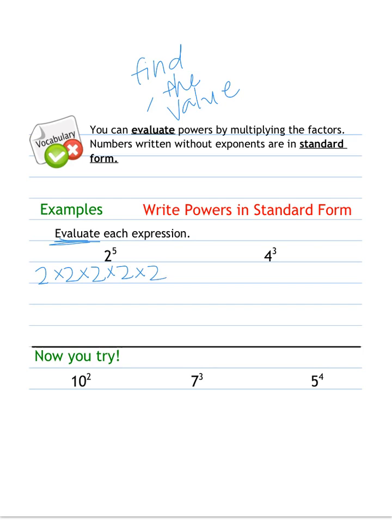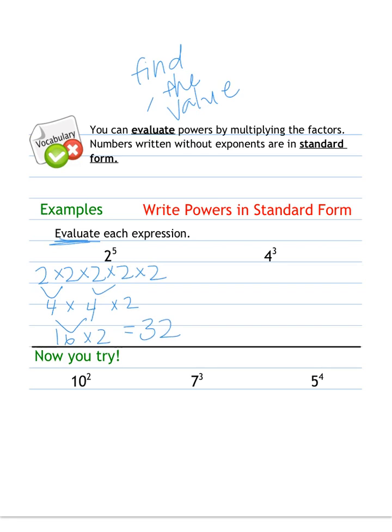Okay, so now, since we want this in standard form, we want to go ahead and solve this. So 2 times 2 is 4. 2 times 2 again is 4. And then bring down this other 2 that we have left. 4 times 4 is 16 times 2 equals 32. So 2 to the power of 5 equals 32.